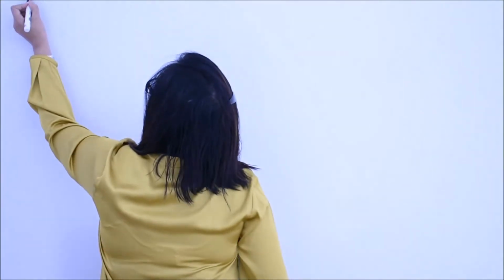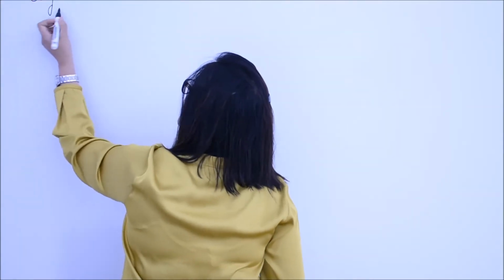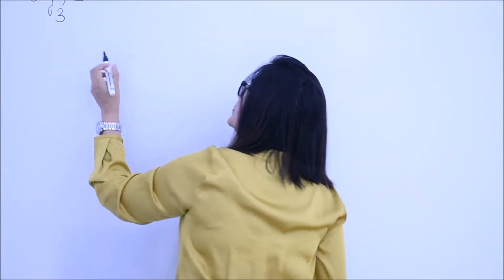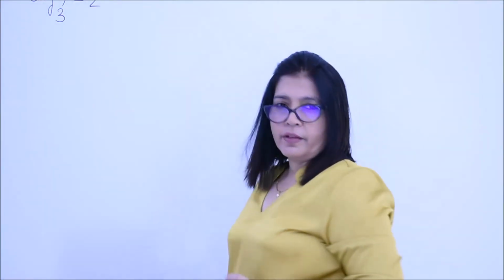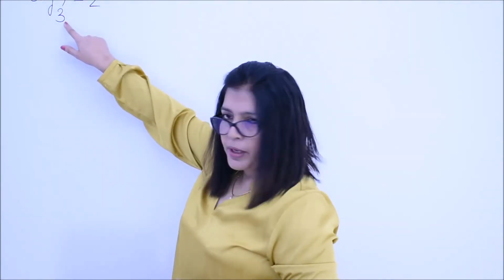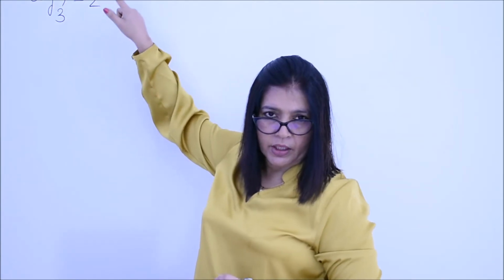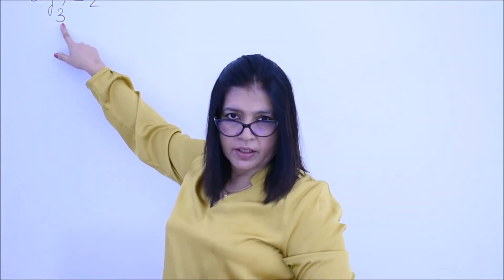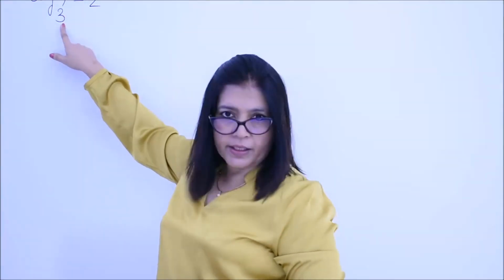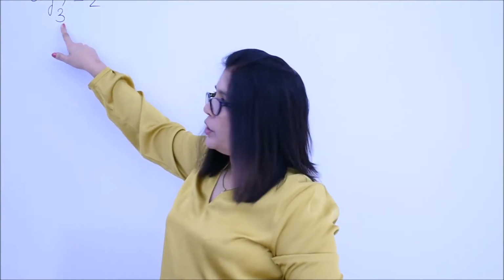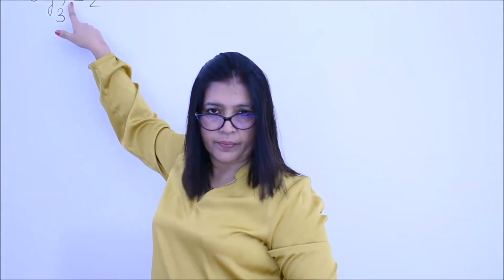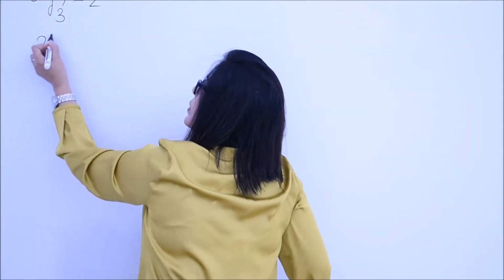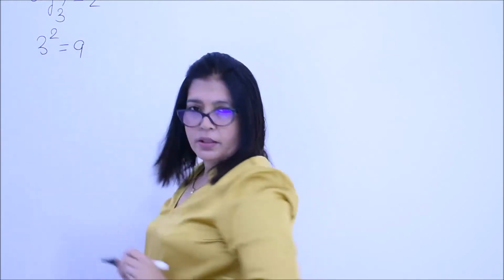Let's take this example. Log to the base 3 of 9 is equal to 2. So we have learnt that to what power this 3 should be raised in order to get this 9. It means if the growth rate is 3 times, then how many times the growth should happen in order to get my final result 9. That's how we can relate this function. So hence we know that 3 squared is equal to 9.